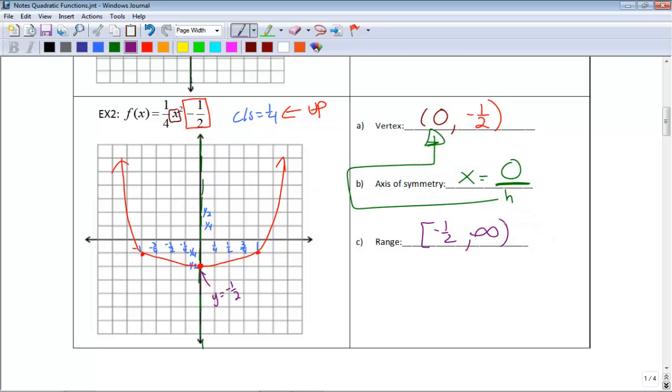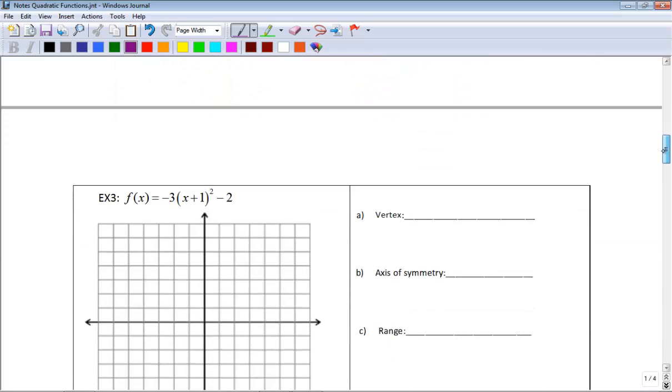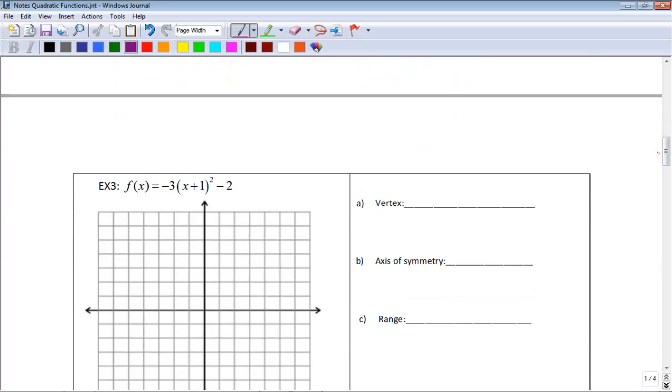All right, let's look at a third example of this. I have negative 3 times (x plus 1) squared minus 2. Again, I first need to find the vertex. Remember, your vertex is your horizontal shift for your h value. So do I have a horizontal shift? Is there something I'm adding or subtracting with x in here? Yes, I'm adding 1. Remember, the horizontal shift is always opposite your intuition. So a plus 1 would make it negative 1 for that h value.